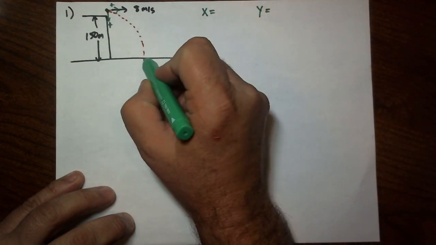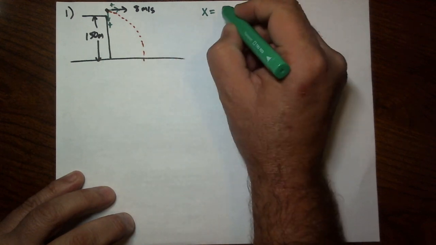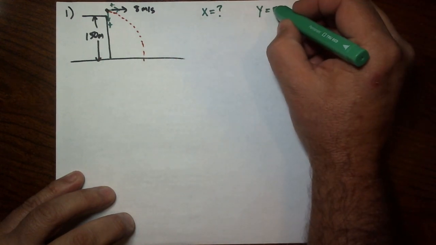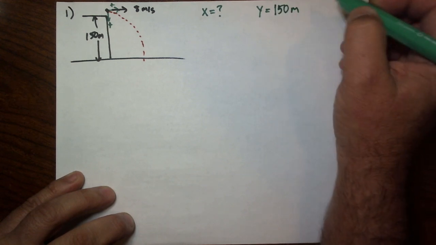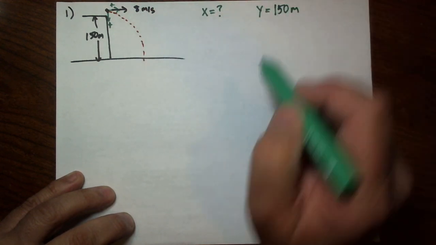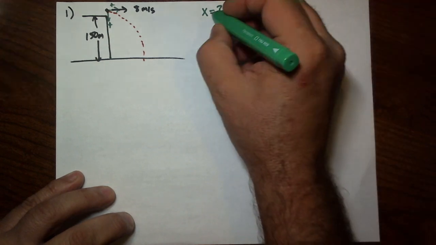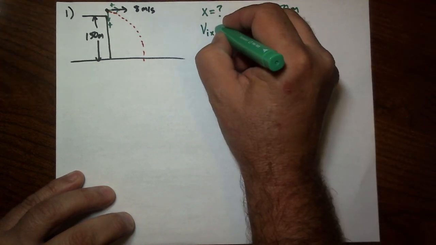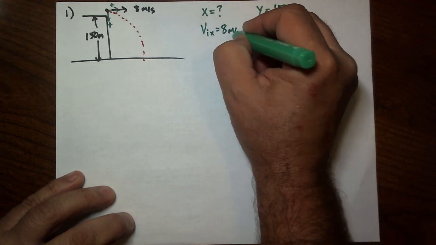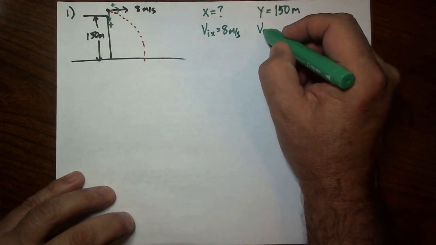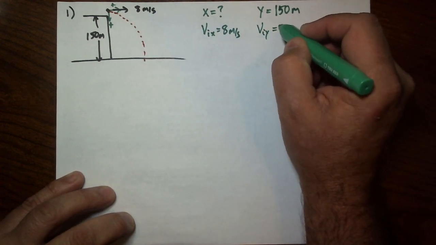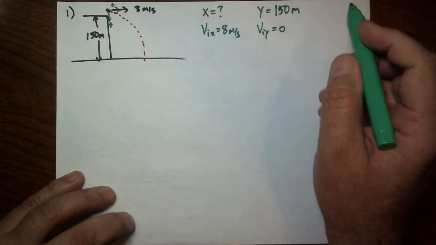And we don't know what the final position is horizontally. It'll be away from the cliff somewhere. But we do know the final position vertically will be 150 meters below the starting point. And since below is positive, that's a positive 150. The initial velocity in the x direction is 8 meters per second because the initial velocity is entirely in the x direction. The initial velocity in the y direction is 0 because the initial velocity is entirely in the x direction.